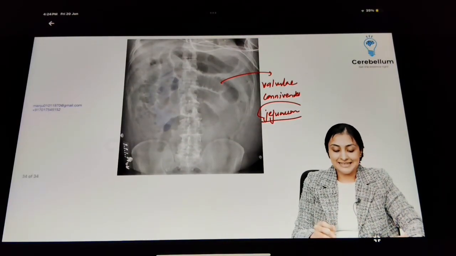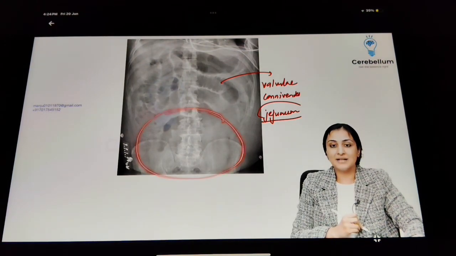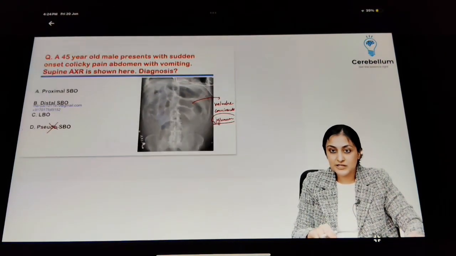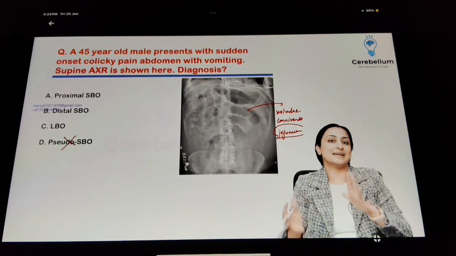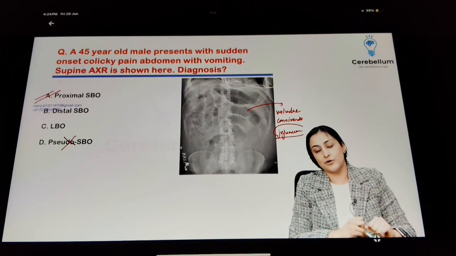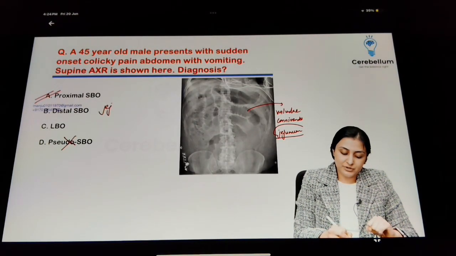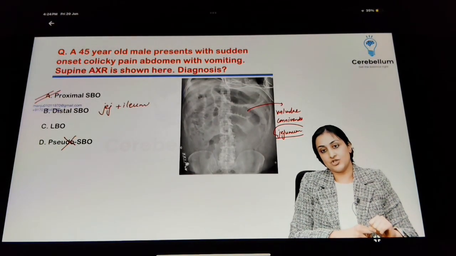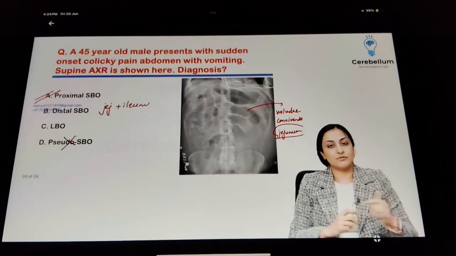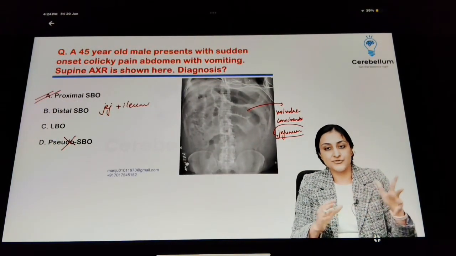What about ileum? Is ileum dilated? Not really. We can see that within the pelvis there is no dilatation of any bowel. So this indicates that there is an obstruction somewhere between jejunum and ileum, indicating proximal small bowel obstruction. If this was distal small bowel obstruction, I would have had jejunum plus ileum dilatation. Getting it? So this is what is proximal small bowel obstruction. So with this, we complete the section of GI radiology.